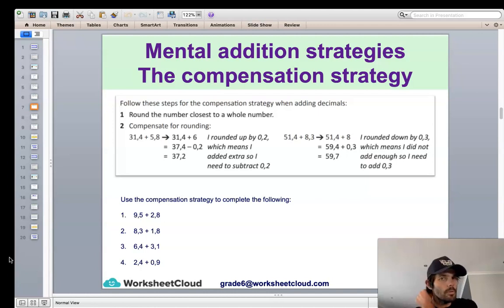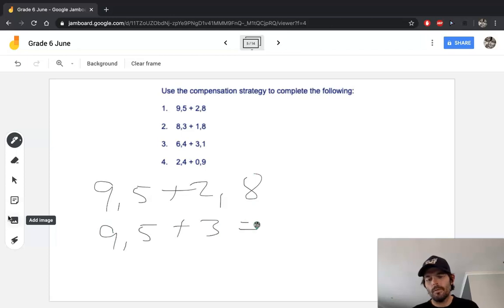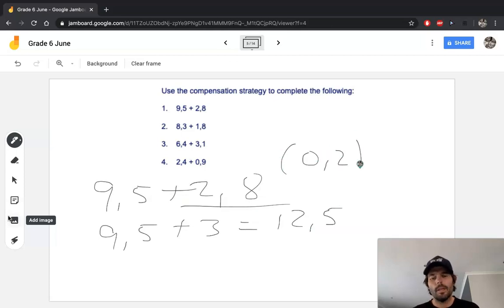So there are 4 examples for you on the screen. Work through them. Remember, there's no rush, there's no race, and then press play to see how you get on. Okay, so the first one, 9,5 plus 2,8. I'm going to suggest we go 9,5 plus 3. We know that's 12,5. I've given 2,8 an extra 2/10. That means I need to take that off 12,5, and that leaves me with 12,3.